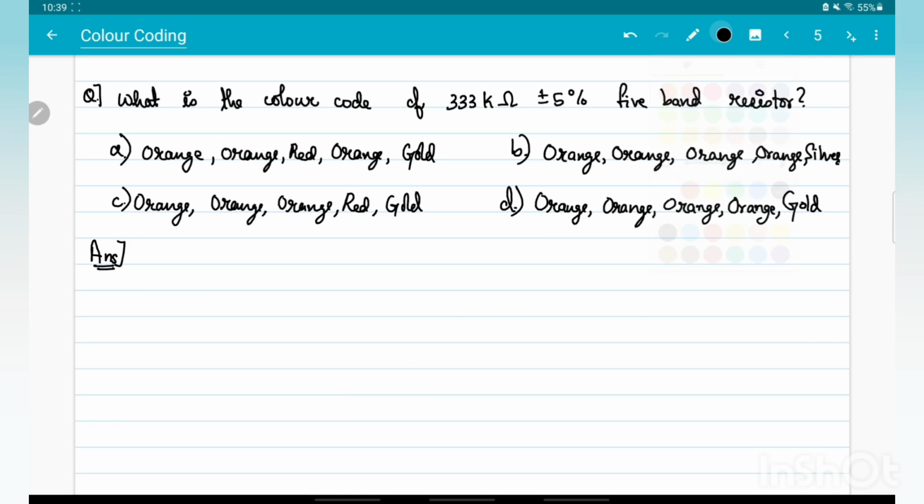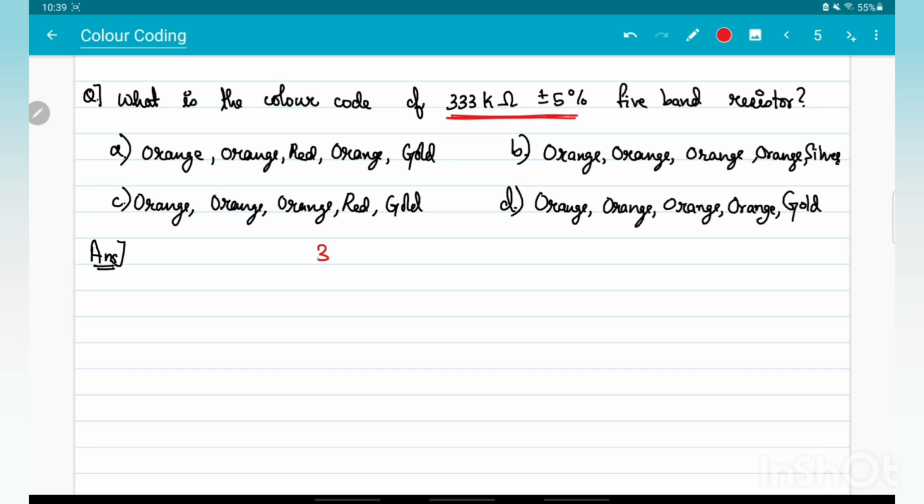Now let us solve one last question. Now in this question we have got a 5 band resistor. So usually we are just checking for these 4 band resistors, but this time we have got a 5 band resistor. So for that, how are we going to write the color coding? Okay, now this is the value given and we have to tell which of the following options is correct, that is what are the colors.